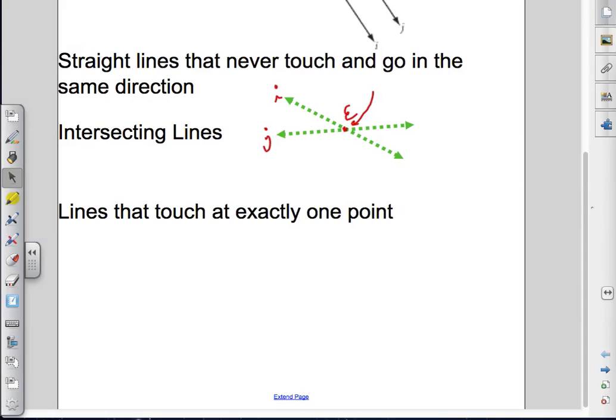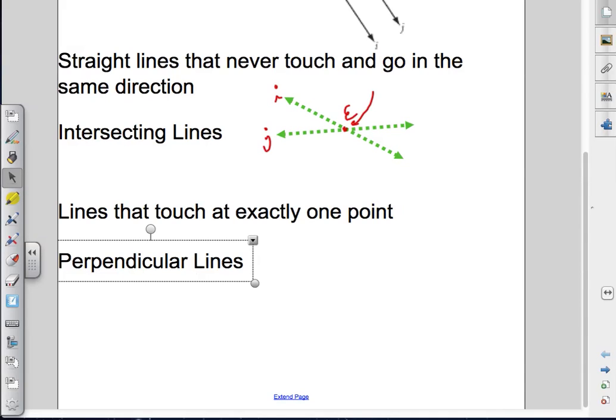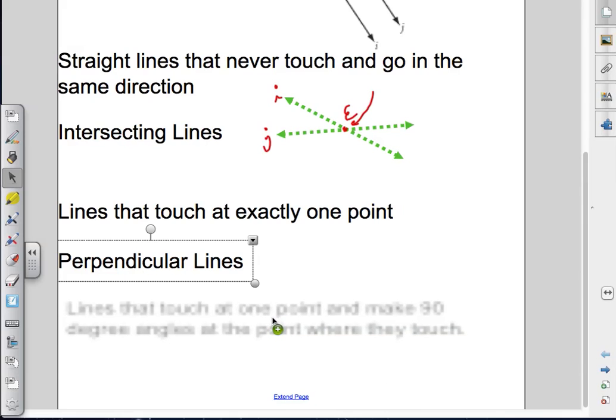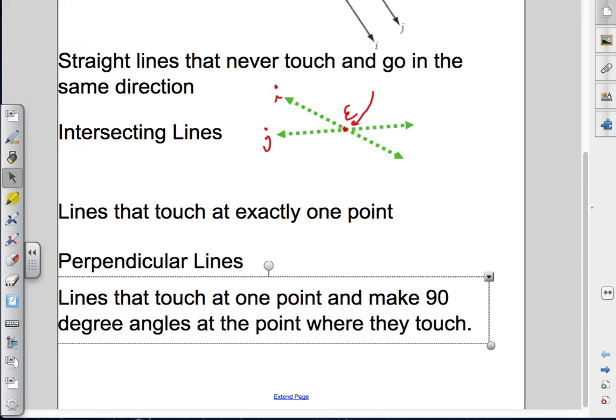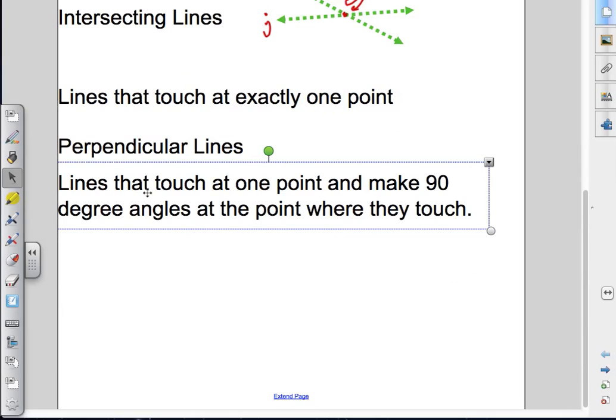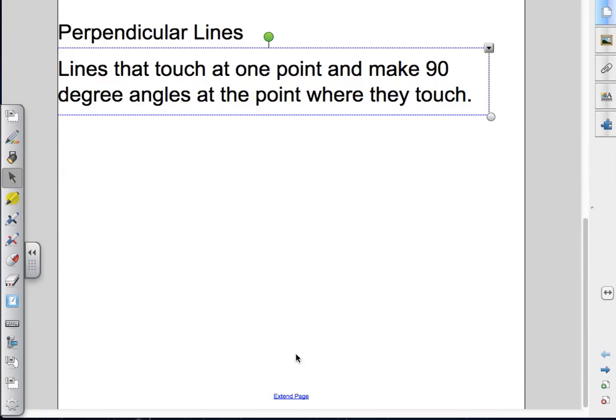Next, we're going to talk about perpendicular lines, and I'm sure you guys have heard about those before. Perpendicular lines. Well, first, let me give you the definition. Perpendicular lines are lines that touch at one point and make 90-degree angles at the point where they touch. So let me show you a picture of some perpendicular lines here.